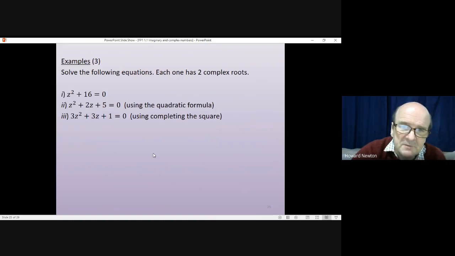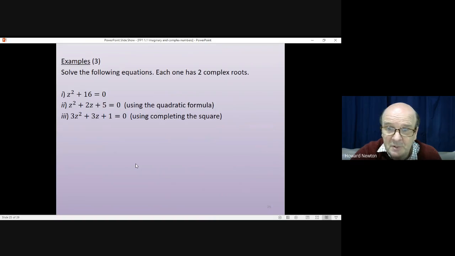Okay, there's 3 examples for you to have a go at yourselves. And I've suggested the method that you should use to do them. Obviously, you can use whatever method you choose. But when I go through them, the first one I'll just be doing using common sense. The second one I'll be doing like we did those last ones, using the quadratic formula.